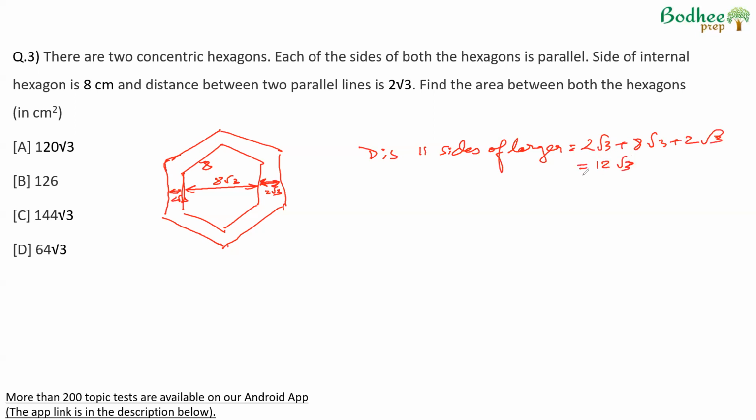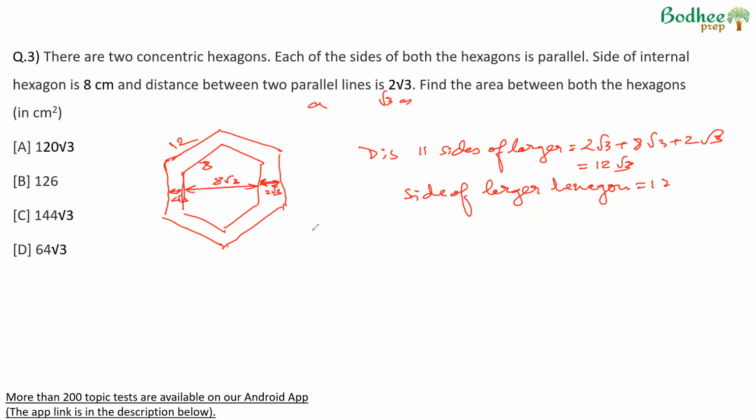This means the side of the larger hexagon will be 12. Because the distance between parallel sides for a hexagon with side a is root 3 a. So since this side was 8, this becomes 8 root 3 plus 2 root 3 plus 2 root 3, 12 root 3. So this side has to be 12.